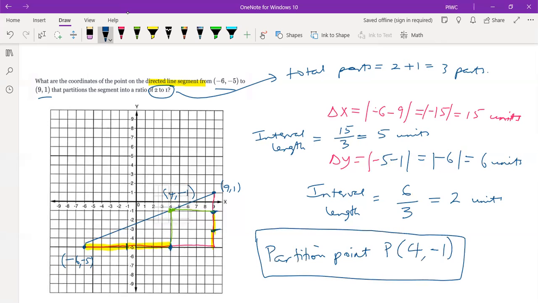Compare this to the graphical method and realize we got to the same answer, right? So check out that video and compare the 2 methods. They are pretty easy to understand.